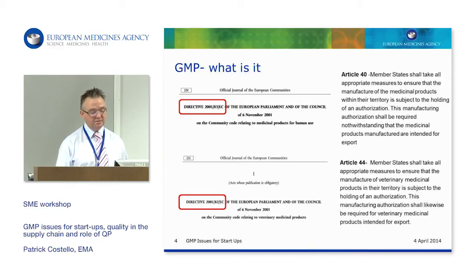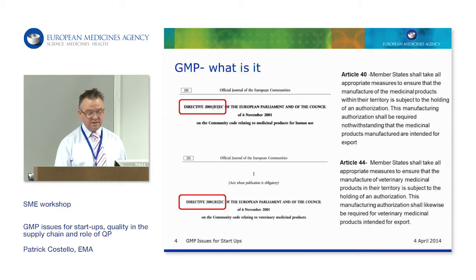Directive 2001/83 and Directive 2001/82 apply to human medicines and veterinary medicines respectively. And they have specific reference in these directives to manufacture, that member states and medicinal product competent authorities have to take all appropriate measures to ensure that the manufacture of medicines on their territory is subject to holding an authorization, and that authorization we call our Manufacturing Importation Authorization, or MIA. And the same reference is also in the veterinary directive as well.